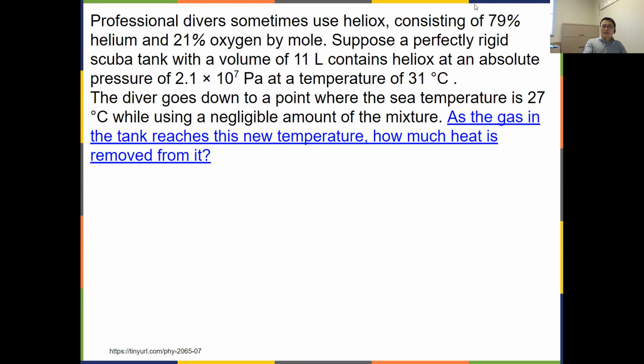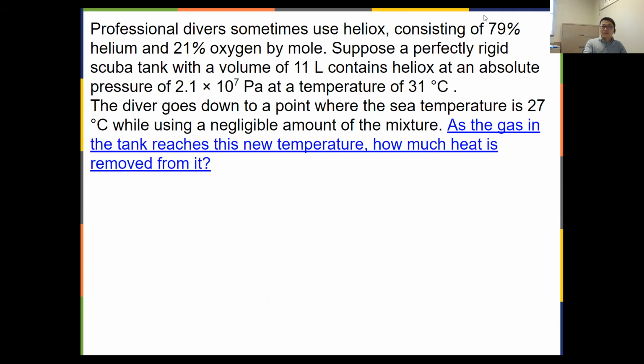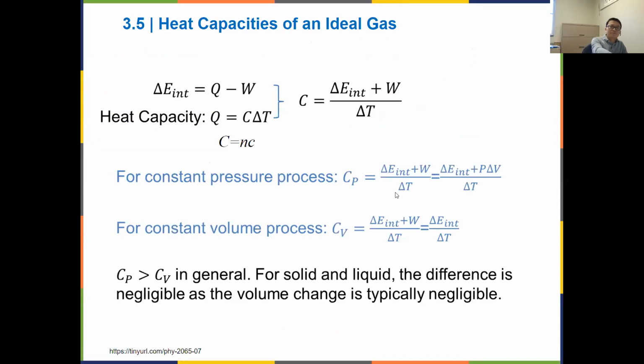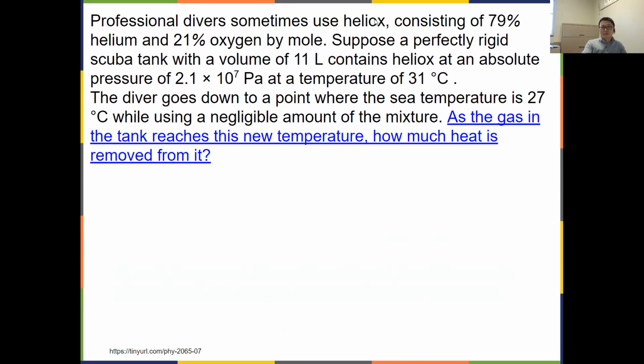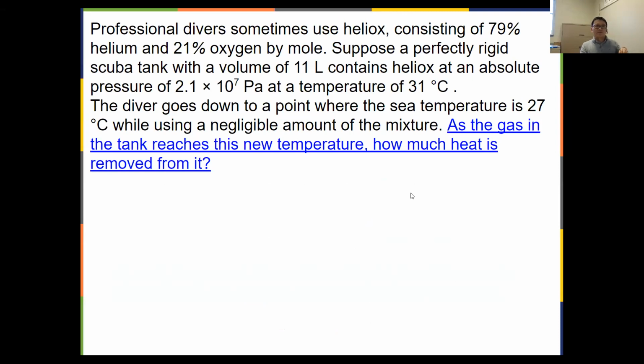Okay, let's take a look at this example here. It says professional divers sometimes use heliox, which consists of 79% helium and 21% oxygen by mole. So that's like the count of molecules. Suppose the reason for using helium instead of nitrogen is that helium is much lighter than nitrogen.